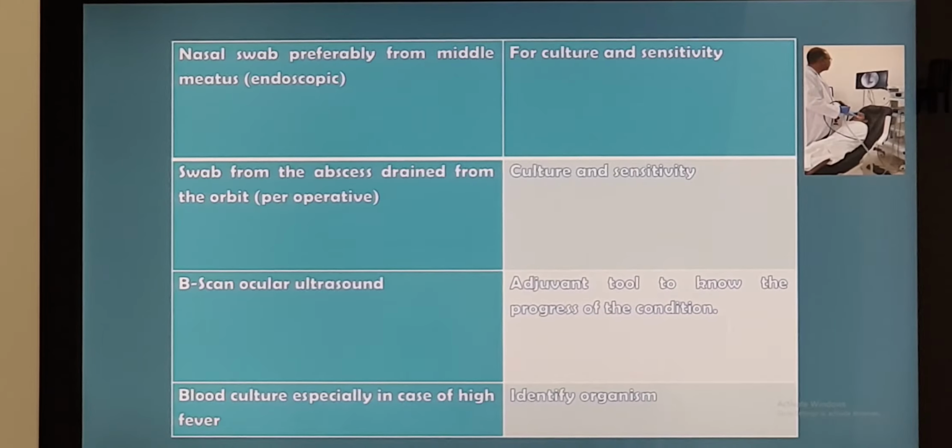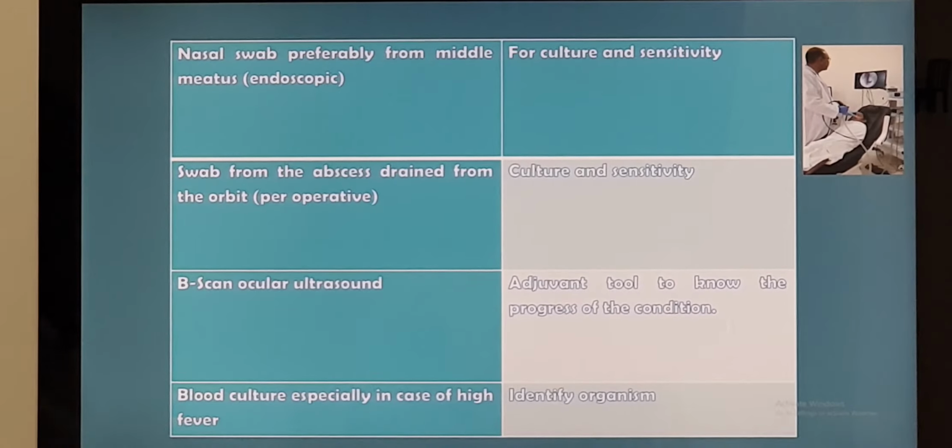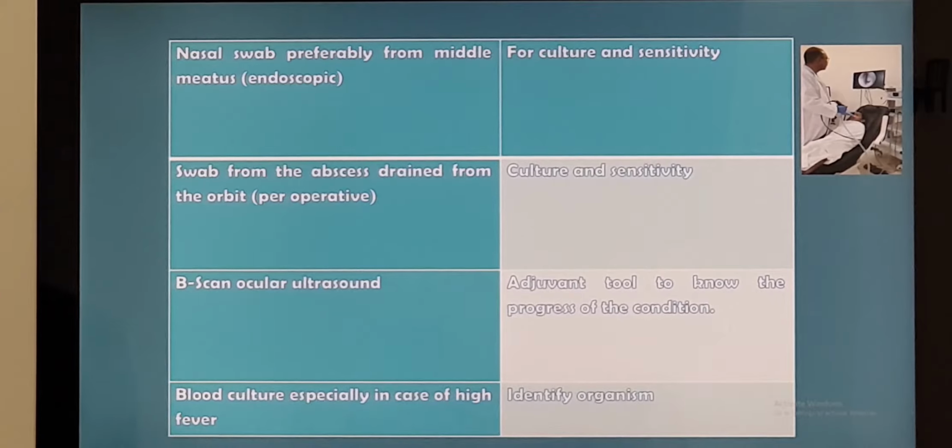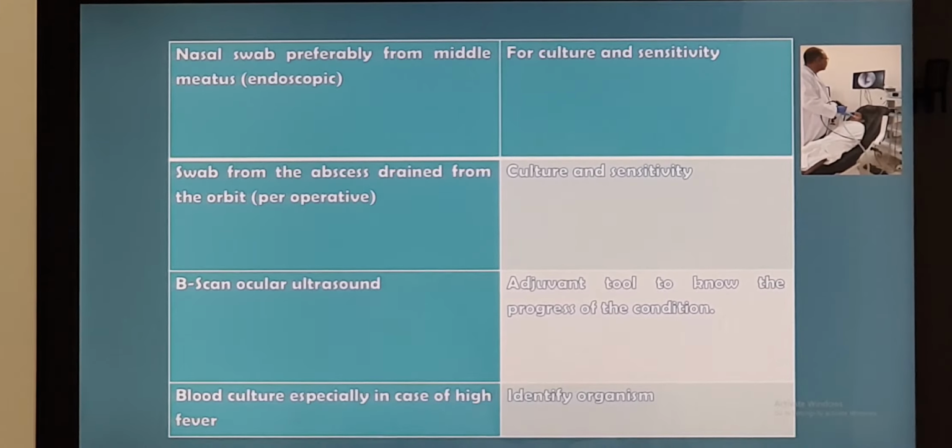Now, along with this main investigation we have a diagnosis, but we don't know which bacteria is involved. So, we would like to do a nasal endoscopy, and when you find pus discharge inside the nose, we will take a swab for gram stain and culture and sensitivity, so that we know which particular bacteria is involved and which particular antibiotic can be given against that. Not only prior to surgery, during surgery also, when the pus pours out from the orbit as you are draining it, that pus also needs to be sent for gram stain, culture and sensitivity.